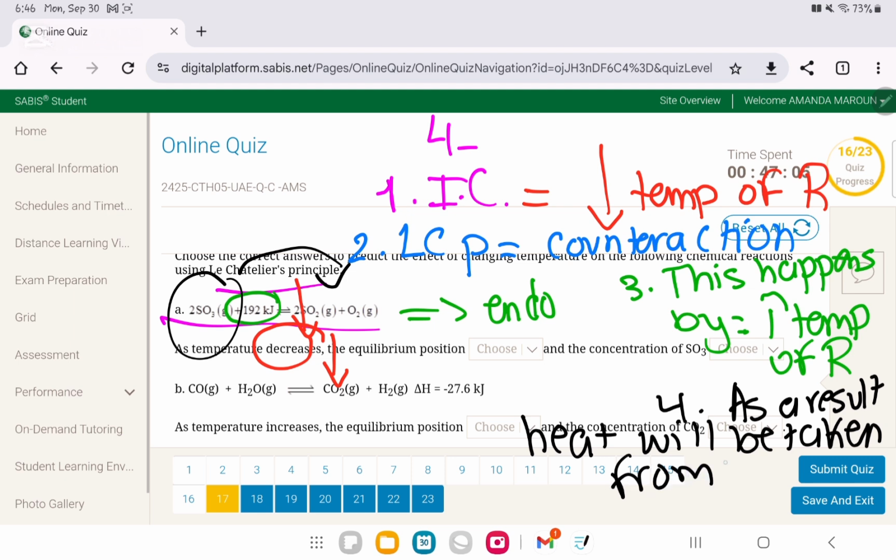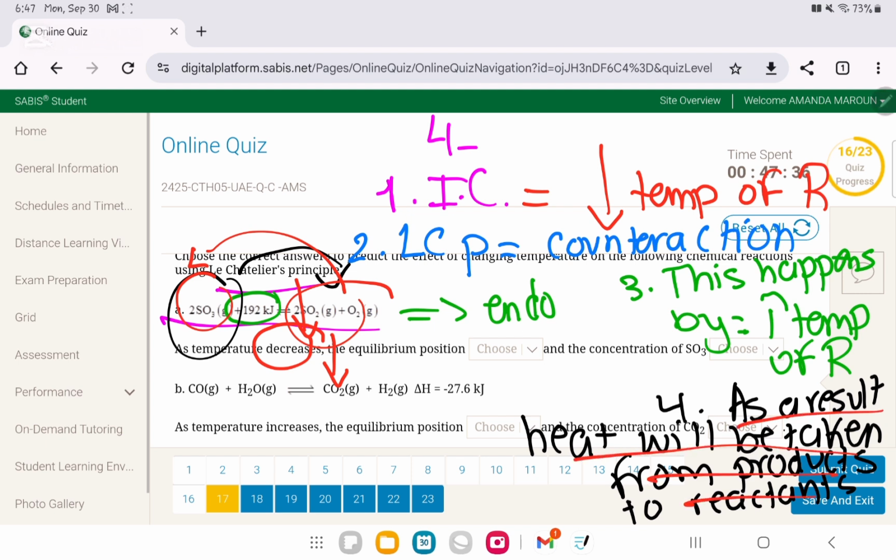The reactants will take heat from the products, so heat will be taken from products to reactants. Okay? So we are taking from the products to the reactants. Again, we are taking from the products to our reactants. As a result, the heat will be taken from the products to the reactants, and we have what? An increase, which is the counteraction.